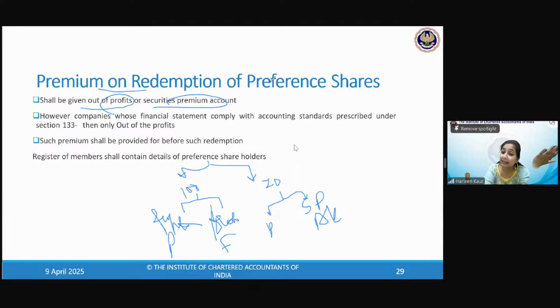Security premium में तो हमने clearly पढ़ा है that it can be utilized for paying the premium on preference shares and debentures. But the companies who are complying with the financial statements under section 133, they cannot use SPA. पढ़ा ना अभी हमने. आपने ही मुझे बताया था मैम preliminary expenses and premium के लिए use मत करना. So here, if this is the company, then you use only out of the profits. Such premium can be given before such redemption. So you can create a provision for such premium so that you can repay it.